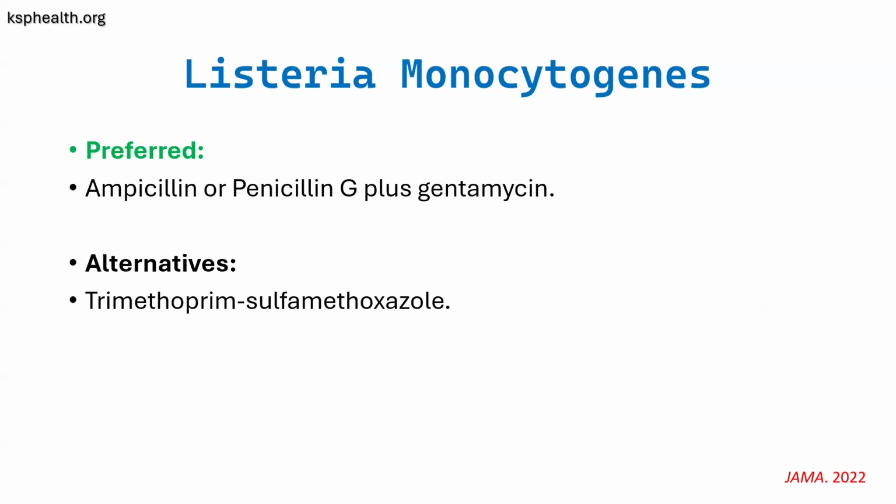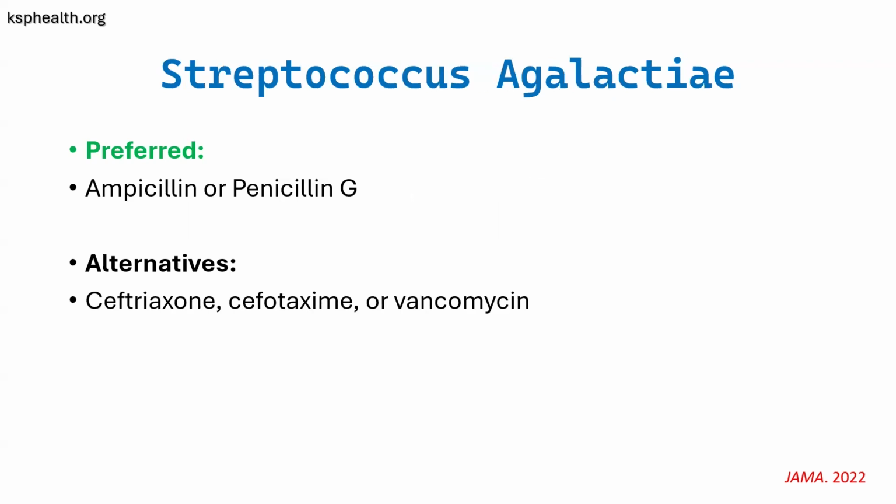When the isolate is Listeria, the preferred agents are ampicillin or penicillin G plus gentamicin. Alternatives are Bactrim. Streptococcus agalactiae, which is GBS: the preferred agents, ampicillin or penicillin G. Alternatives, ceftriaxone, cefotaxime, or vancomycin.